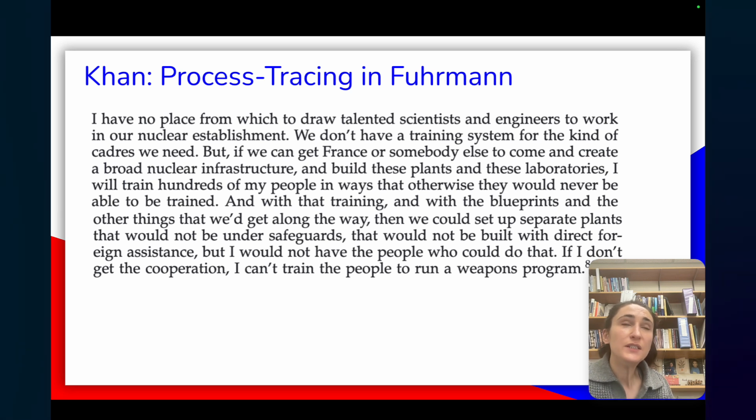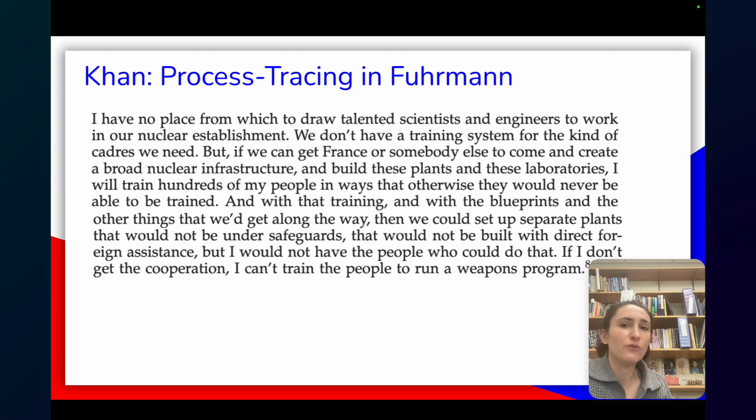Okay, we also see this exam in Pakistan. So Khan says this, "I have no place from which to draw talented scientists and engineers to work in our nuclear establishment." This is a direct quote from him. "We don't have a training system for the kind of cadres we need.